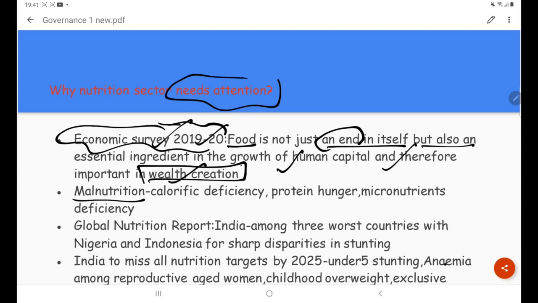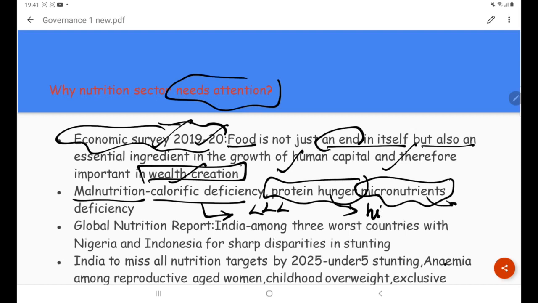Then malnutrition. It deals with calorific deficiency, which means the calorie intake is less than the required intake. Then protein hunger is there. Then you can relate it to hidden hunger. Then micronutrient deficiency is there, which is leading to anemia, etc. Vitamins, minerals, etc. are deficient in food.